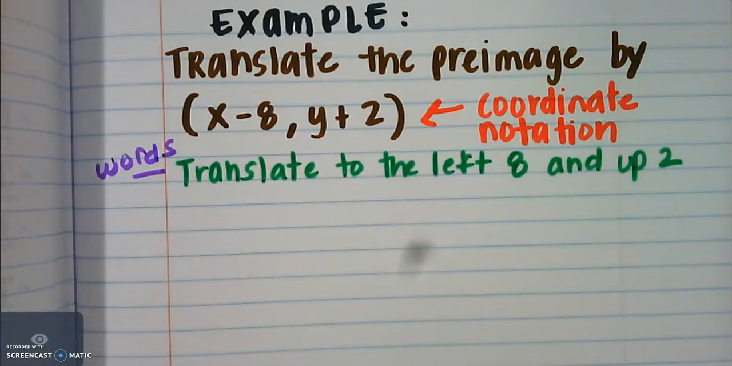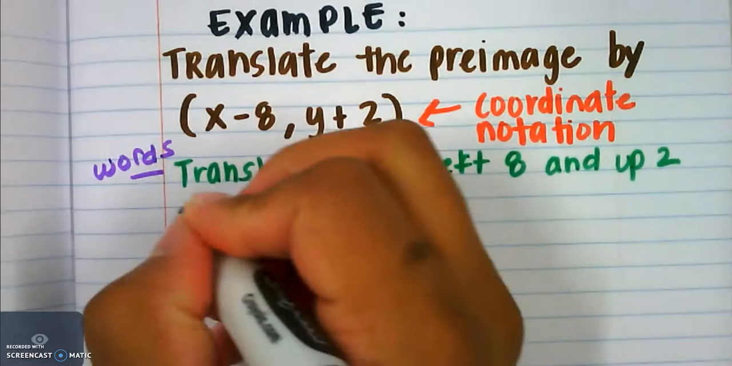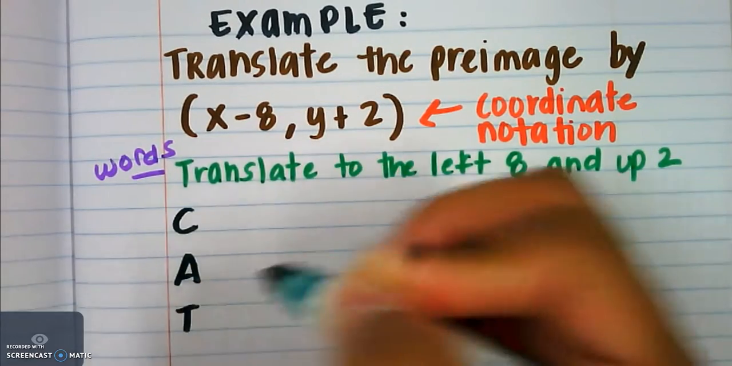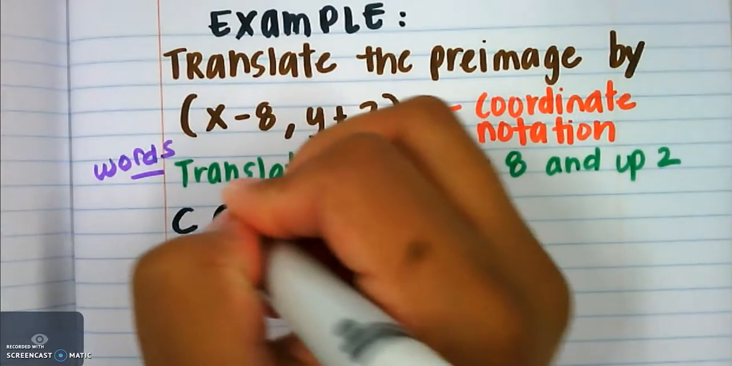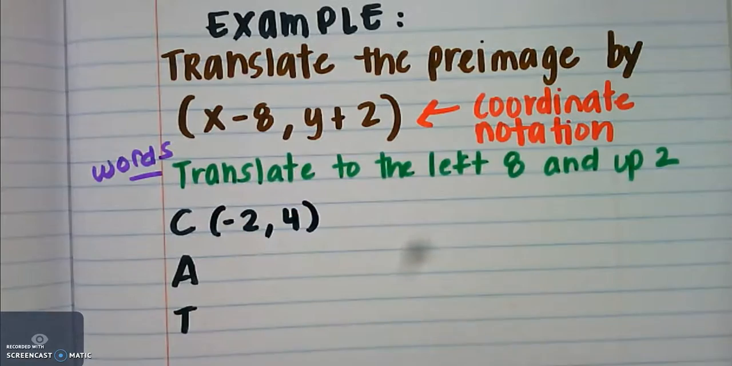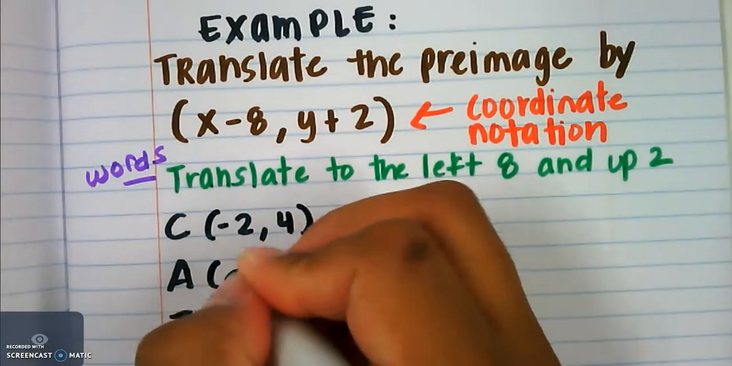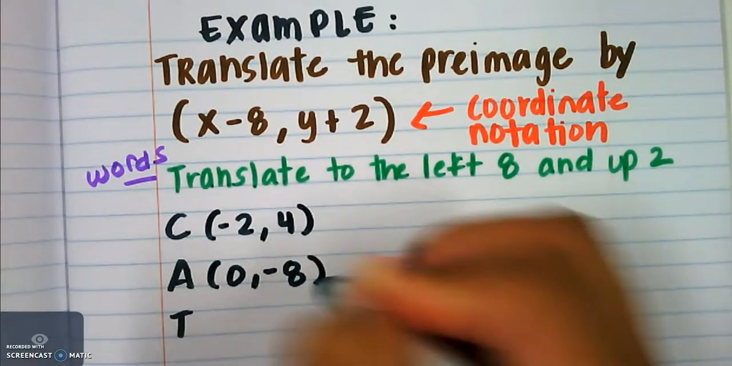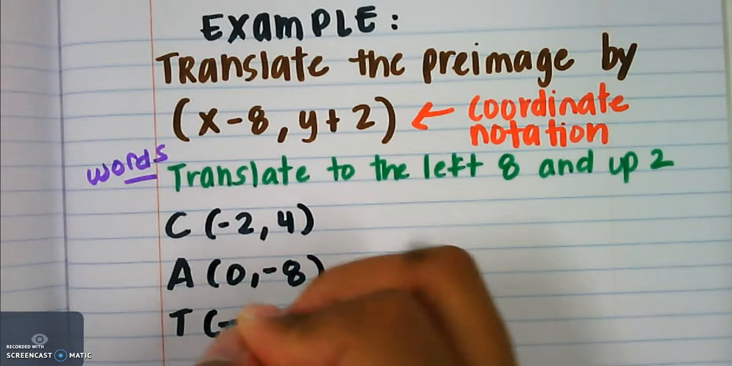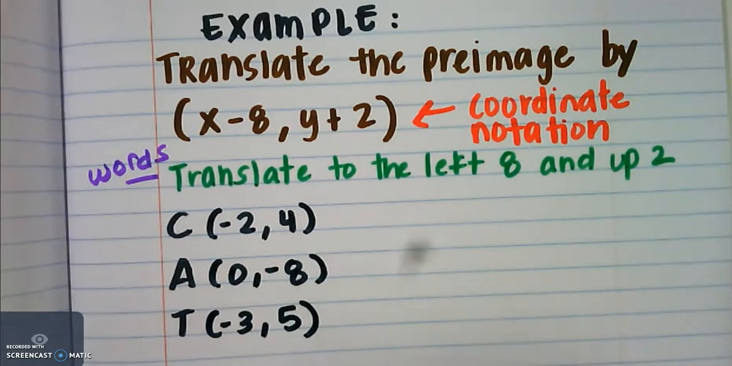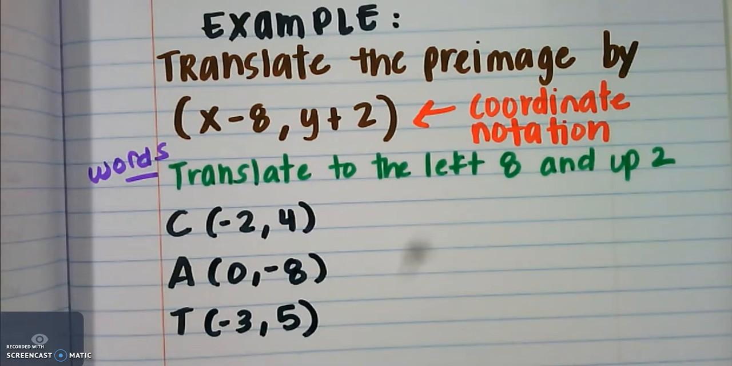So let's translate these 3 points. Negative 2, 4, 0, negative 8, and negative 3, 5. So, if you need this additional step that I'm about to show you, you need to start writing it. This will help you not make any errors.